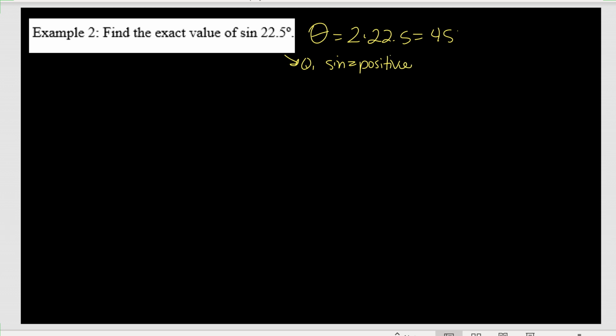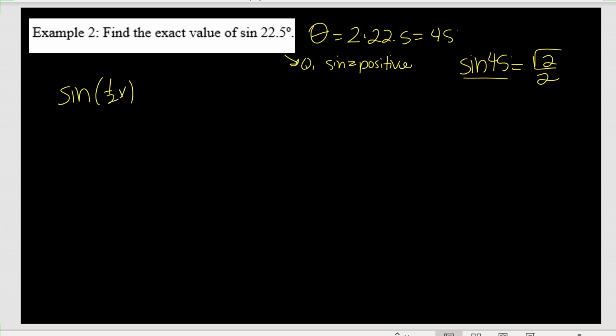I've got the measure of the angle, I've got the quadrant that its half angle is going to be in, and I know it's going to be positive. And then the last step is what is, in this case, sine of 45 degrees. Evaluate the original angle. That's right, it's the square root of 2 over 2. Okay, so moving along, here's our formula.